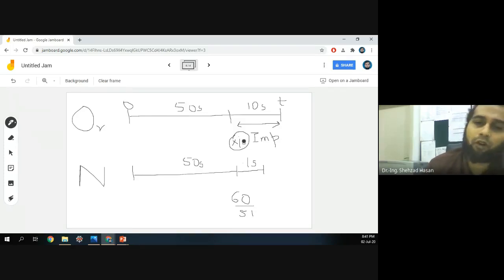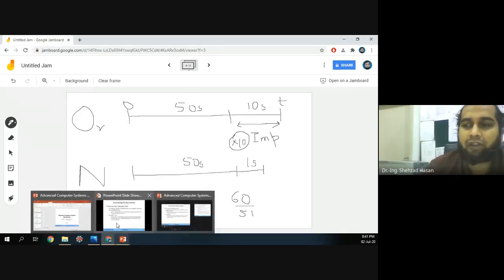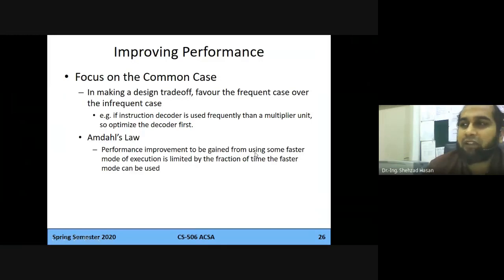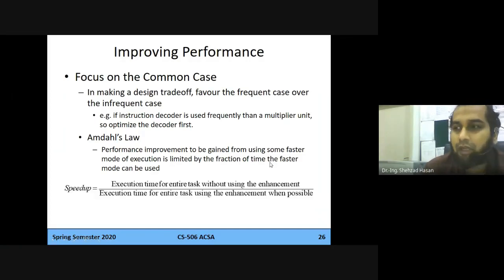This means that if you want to improve something, you need to find out what factor it is affecting. If it's a smaller factor, whatever improvement you make only affects that particular amount of time. It cannot affect the whole thing. It's a very common sense thing. If you make some enhancement in a program, that enhancement is limited to the fraction of time that particular thing is used. So performance improvement gained by using some faster mode of execution is limited by the fraction of time that faster mode can be used.